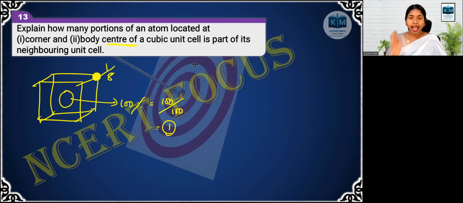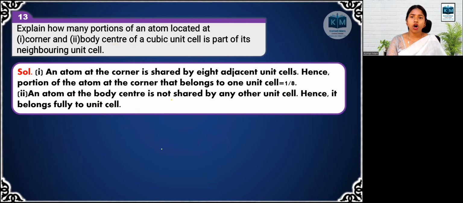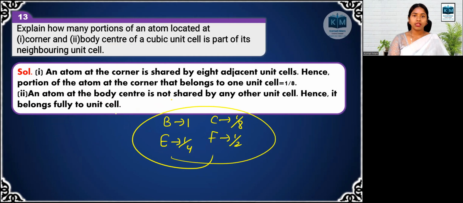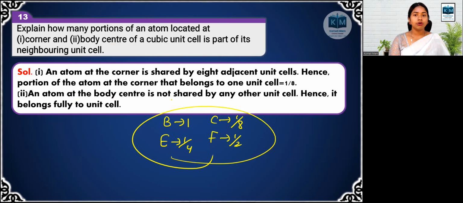So when an atom is at a corner, you have to give a contribution of 1 by 8. If it is at a face center, 1 by 2. If it is at the body center, you have to give 1. If it is at an edge center, we give 1 by 4. Is it clear? In the next session, I will teach you the remaining questions from the Intext Questions of the Solid State chapter.